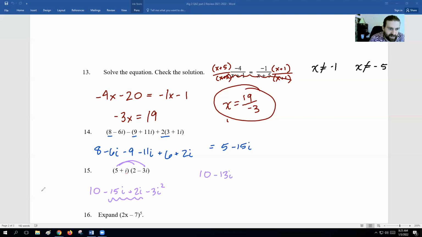But the other thing we have to remember here is that i squared is equal to negative 1. So this negative 3i squared becomes a plus 3, which then we can add to our 10. Well, we get 13 minus 13i.